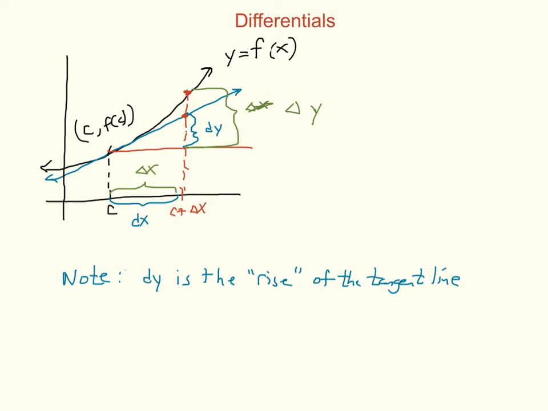I want you to notice that dy is what we use for our differential of y. In this case, the dy happens to be the rise that we have in the tangent line. We know that the slope of the tangent line is dy dx, evaluated at c. And so that's why this is the run, which is dx, and that would then be the rise, which is dy. That's how we end up getting the dx and the dy there.